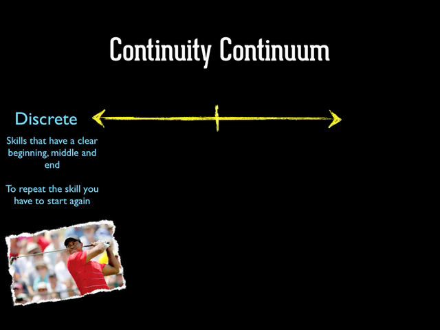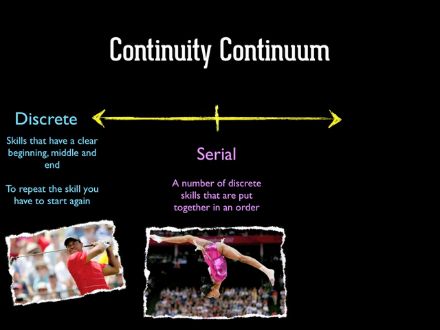You see the start, you see the middle, you see the end, put the ball down, you have to start the skill again to repeat it. Middle section of this continuum is called a serial skill. This is where you have lots of discrete skills put together in a set order to make a sequence. A good example of that is gymnastics. You have lots of different skills put together.